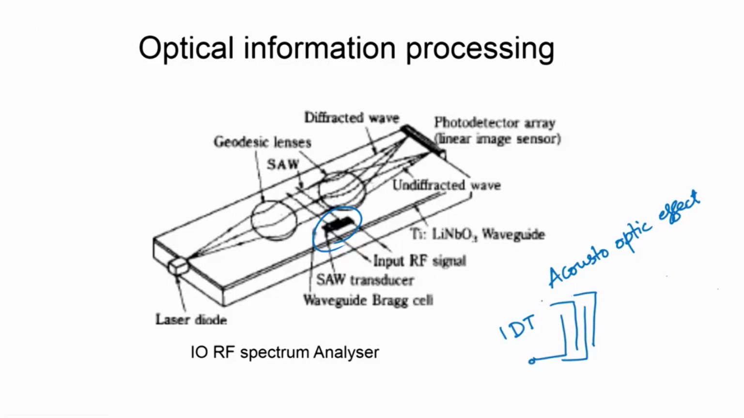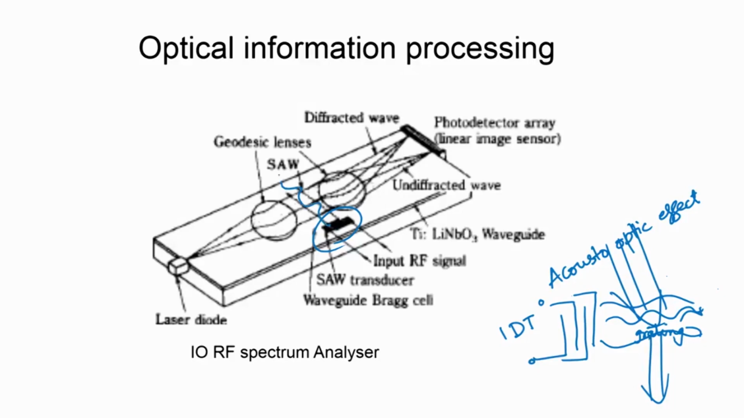connected on this side and this side, and a surface acoustic wave can propagate as a strain wave, which can create a grating on the crystal. That means the refractive index varies periodically, creating a sort of grating, and we have seen that the light can be deflected by this grating. The light incident on this could be deflected into some directions. So, this is the acousto-optic cell, where the surface acoustic wave or the grating is created.